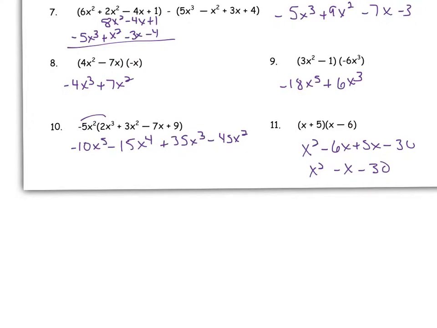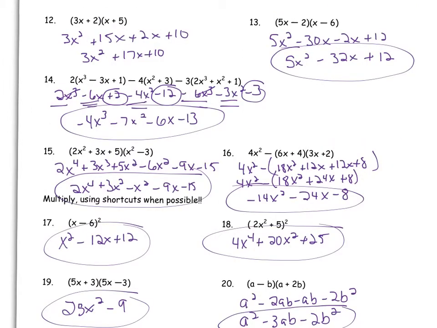When you're multiplying binomials, feel free to use the distributive property or the FOIL method, as long as you remember that each term of one binomial needs to be multiplied by each term of the second binomial. So first, outer, inner, last. And then combine your middle terms.